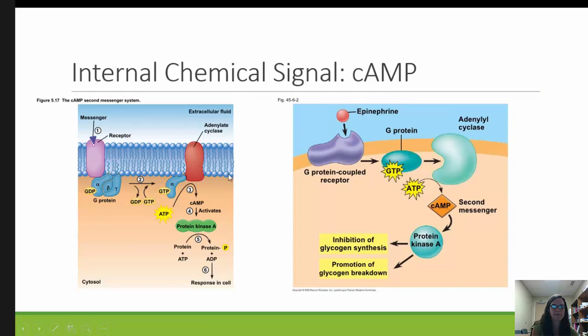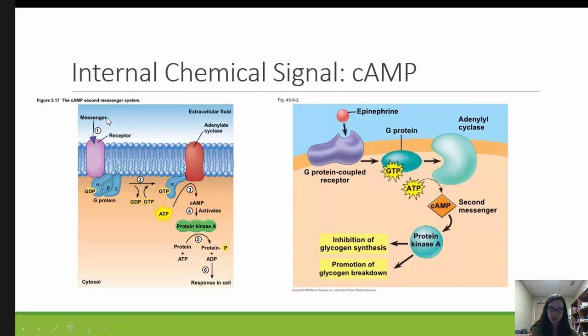On my left here, we have a generic example of a second messenger system, okay? Here we have our messenger. Think of that as the first messenger. It lands on the receptor, which is attached to this G protein. The G protein can be thought of as a generic protein. However, this GDP is then transformed in a way that it activates this adenylate cyclase, okay? And then the adenylate cyclase transforms the ATP to cAMP. So the cAMP then becomes our second messenger.